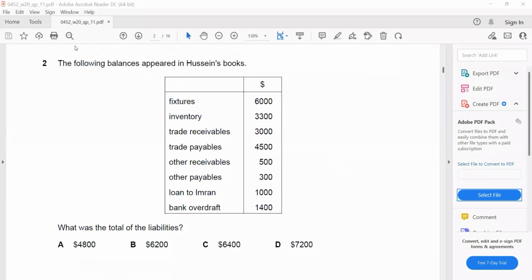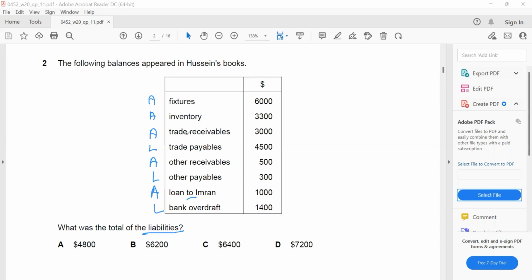The following balances appear in Hussein's books: furniture, inventory, trade receivable, trade payable, other receivable, other payable, loan to Imran, bank overdraft. What was the total of the liabilities? So this is asset, asset, asset, liability, asset, liability. Loan to is an asset. Loan from is a liability. So this is an asset, loan to. Bank overdraft is a liability.